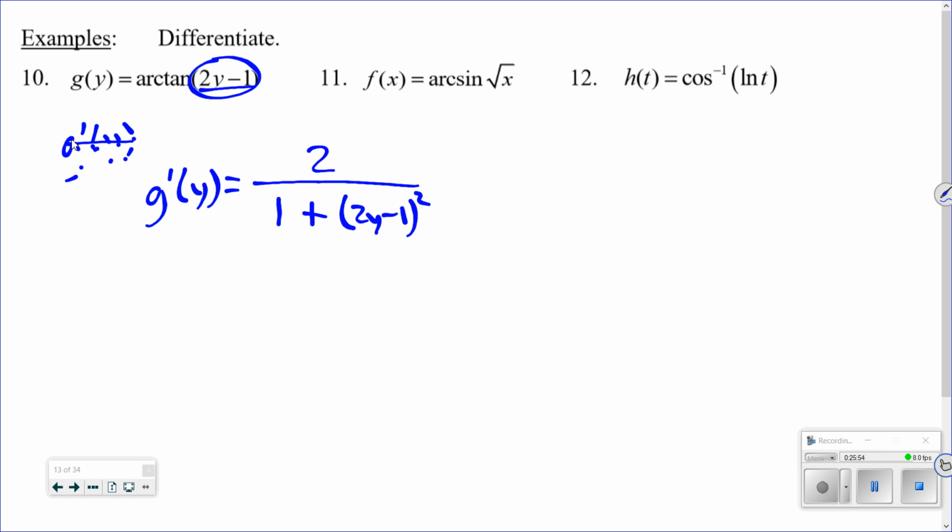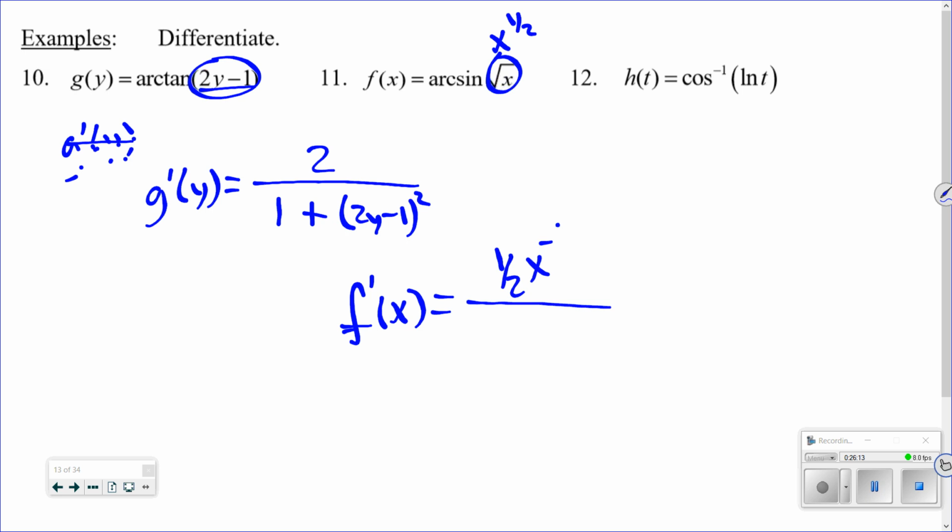Okay, let's try 11. So this one, the inside is the square root of x. That's the same as x to the 1/2, right? So let's apply our rules. We're going to go f prime of x is equal to, look at your rule, the derivative of the inside goes on top. So what is the derivative of x to the 1/2? 1/2 x to the negative 1/2. All over the square root of 1 minus, and then I take what's on the inside, the square root of x, and I square it. That's my answer.